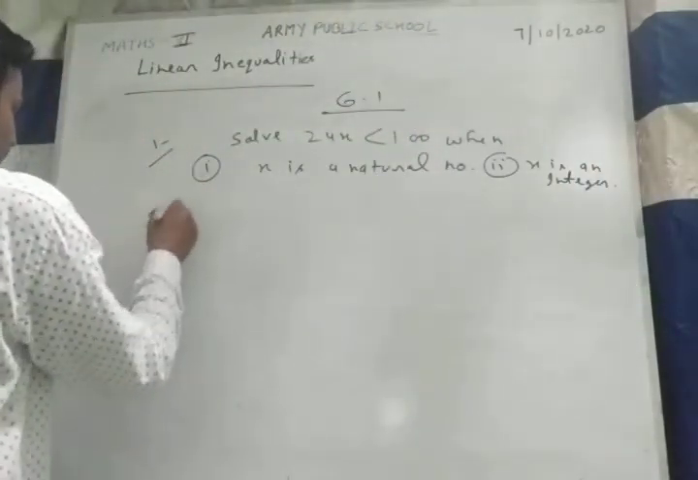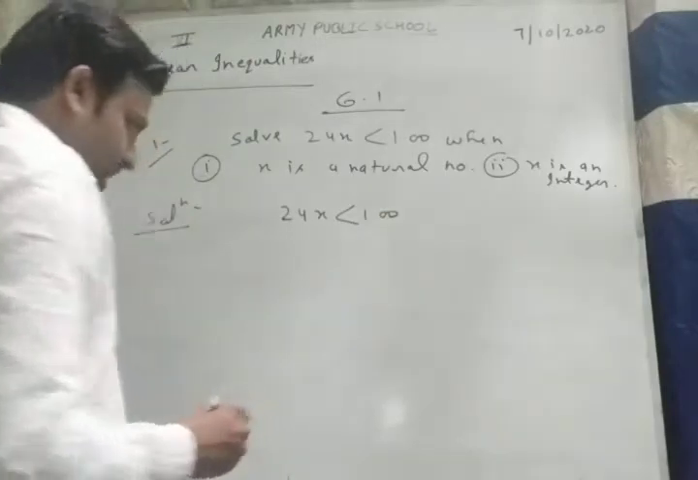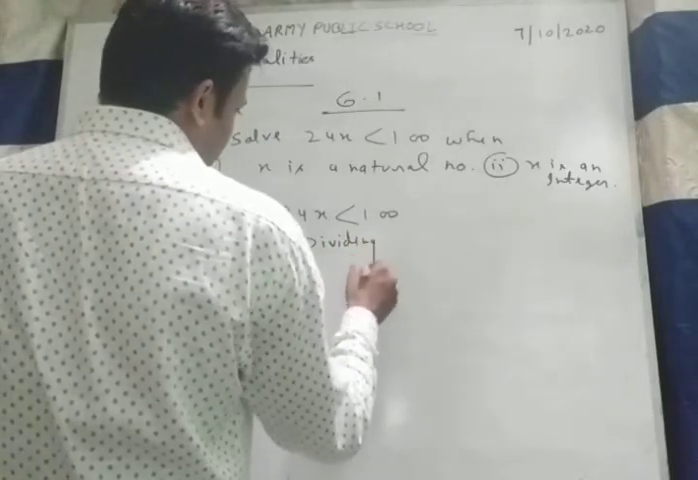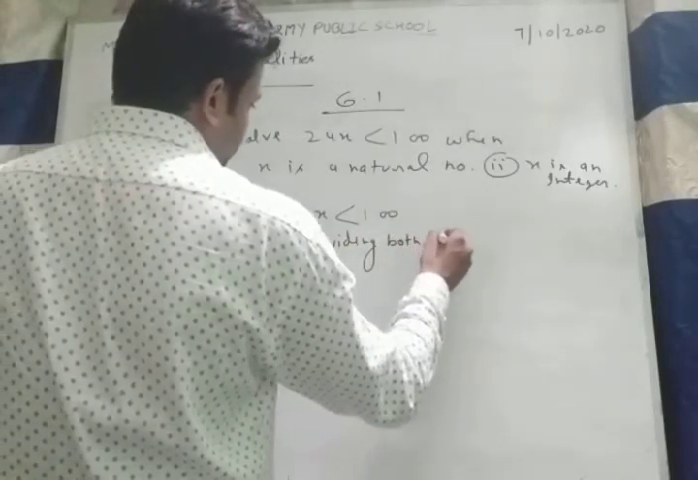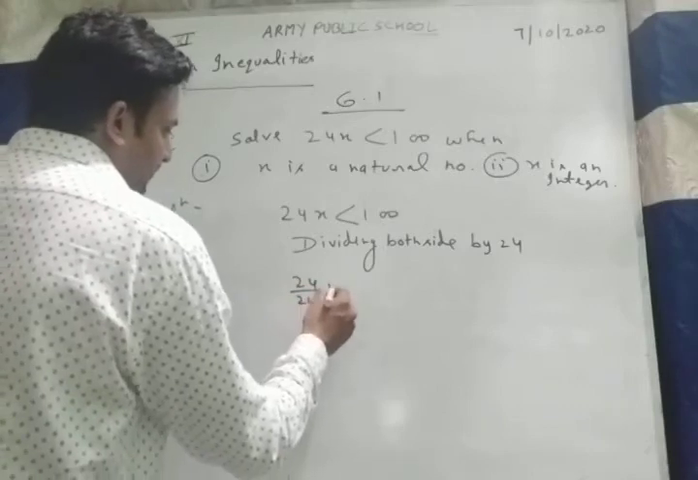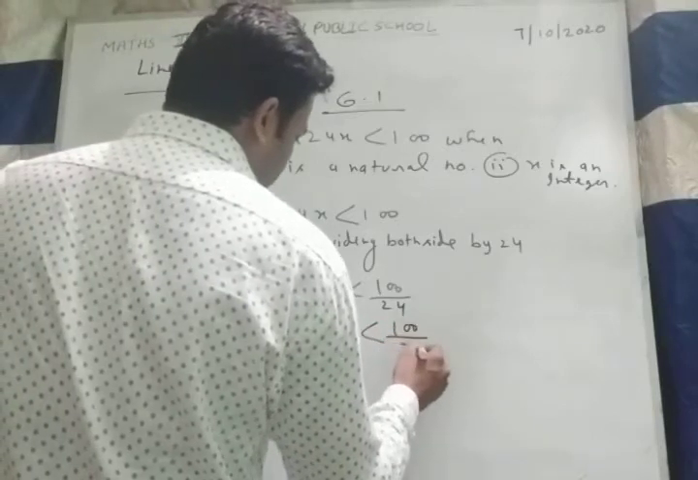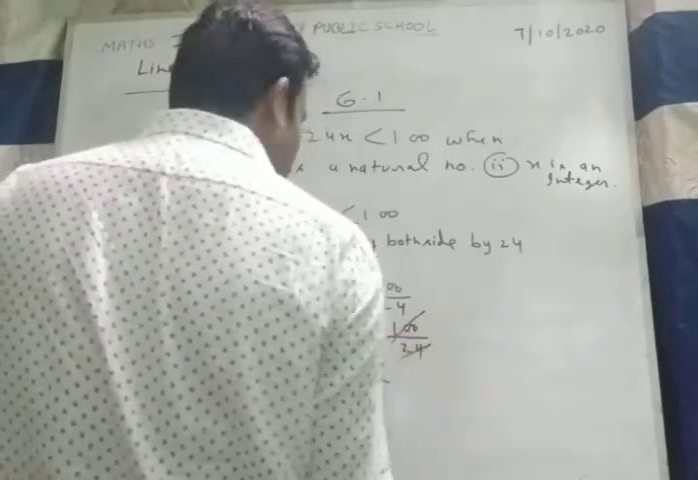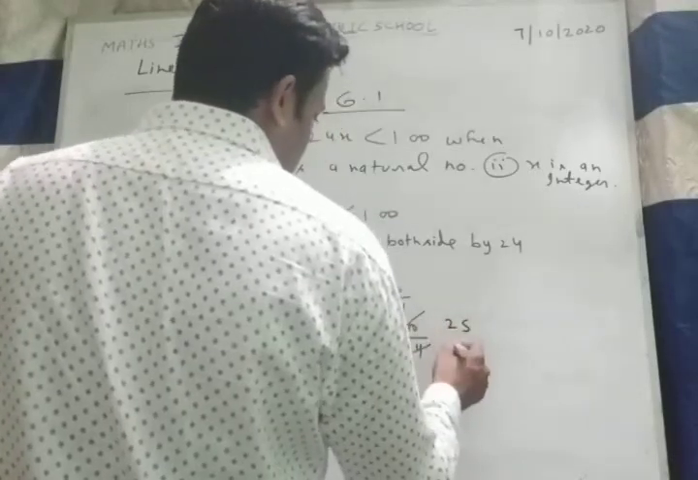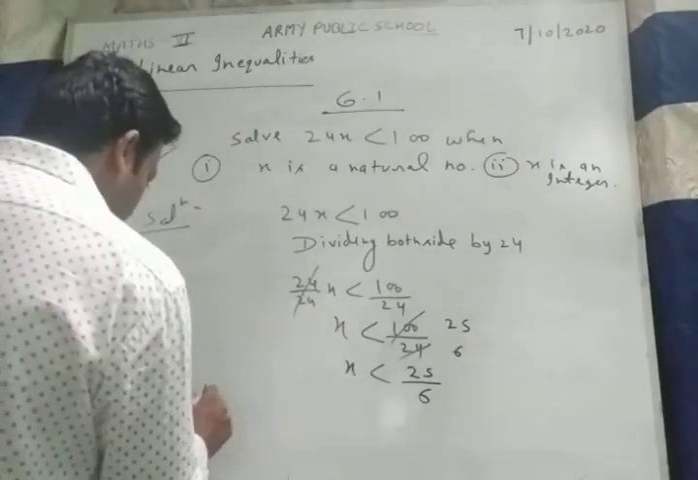So now see the solution. The question is 24x is less than 100. What will we do here? First, dividing both sides by 24, we get x less than 100 by 24. This will be cancelled, so we can write 25 by 6.